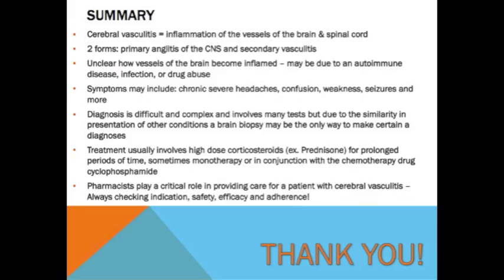In summary, cerebral vasculitis is the inflammation of the vessels of the brain and spinal cord. It may be one of two types: primary meningitis of the CNS or secondary vasculitis due to an underlying cause. It is unclear how the vessels of the brain become inflamed. May be due to an autoimmune disease, infection, may be drug abuse. Symptoms may include chronic, severe headaches, confusion, weakness, seizures, and many more.